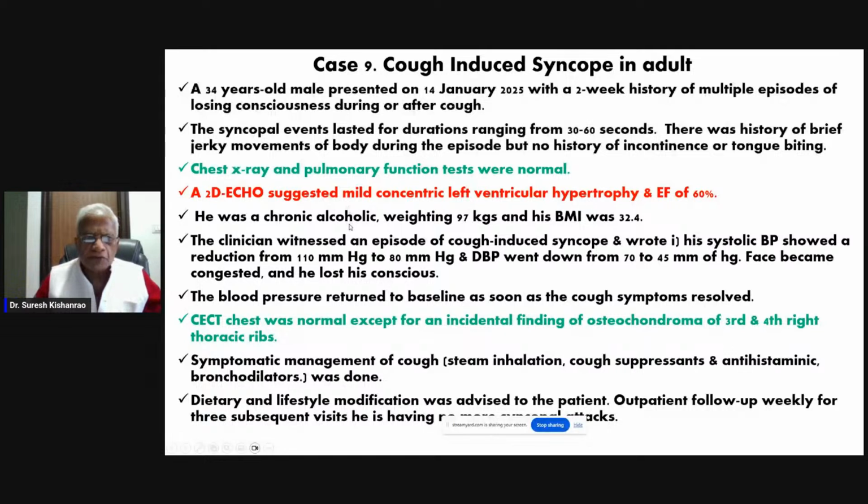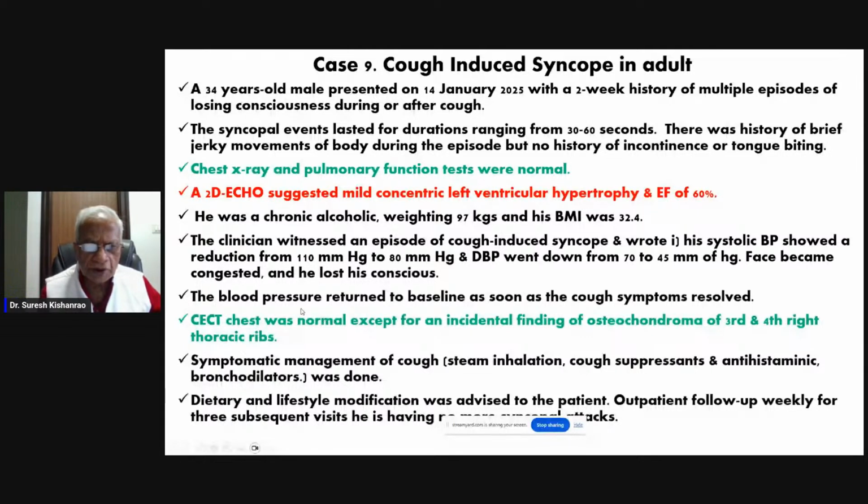Chest X-ray and pulmonary functions were normal. 2D echo suggested mild concentric left ventricular hypertrophy with an ejection fraction of 60. He was a chronic alcoholic weighing 97 kg and BMI was 32.4. The clinician who witnessed a syncope during the consultation noted his systolic BP showed a reduction from 110 to 80 and diastolic BP from 70 to 45.